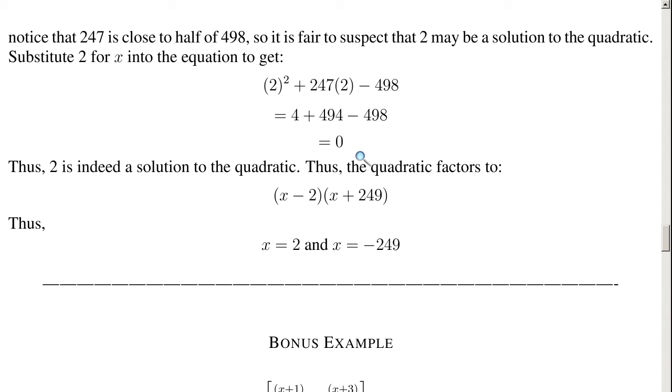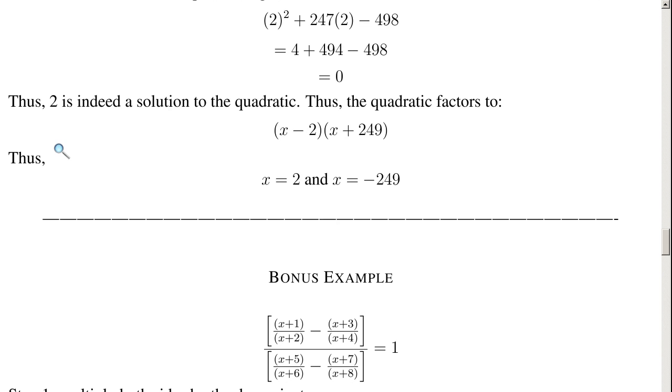Okay. So we're happy we found one of the solutions. 2 is indeed a solution to the quadratic. Thus, the quadratic factors. Because positive 2 was a solution to the quadratic, x minus 2 is going to be one of the factors that factors out. And once you factor out x minus 2, the other factor is going to be x plus 249.